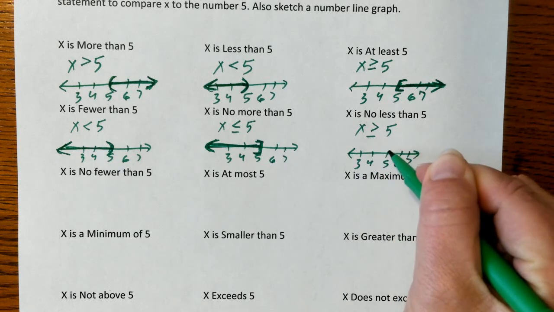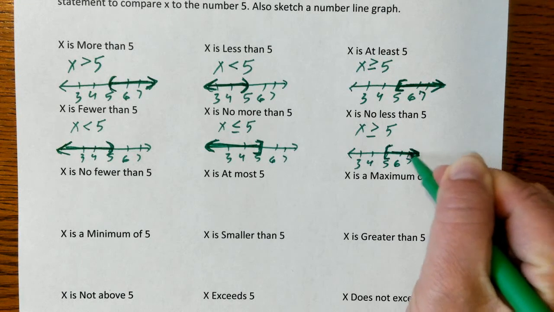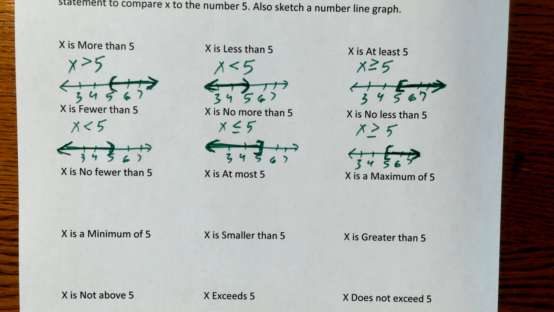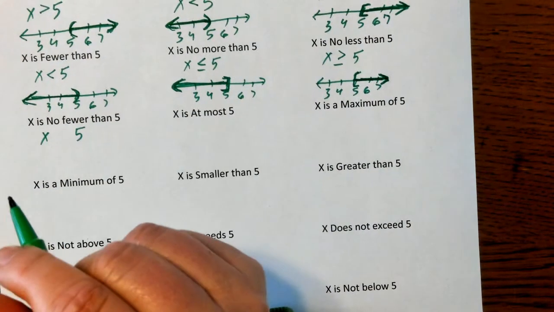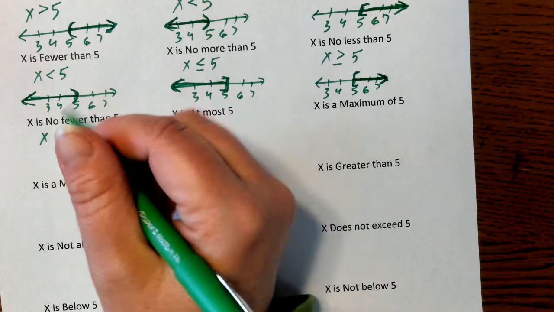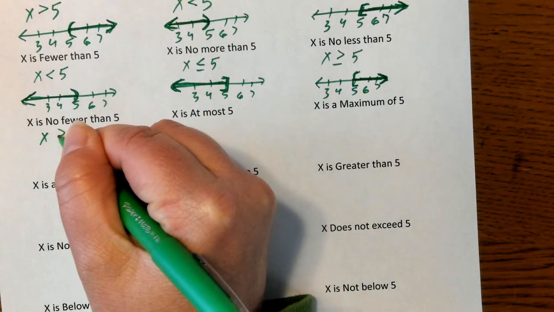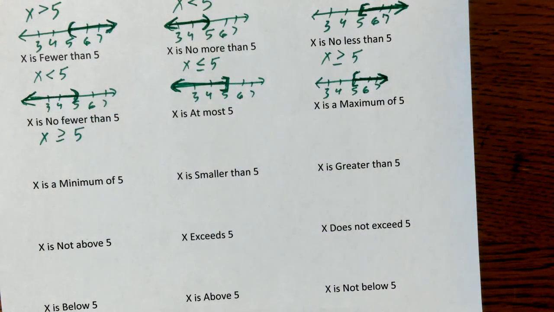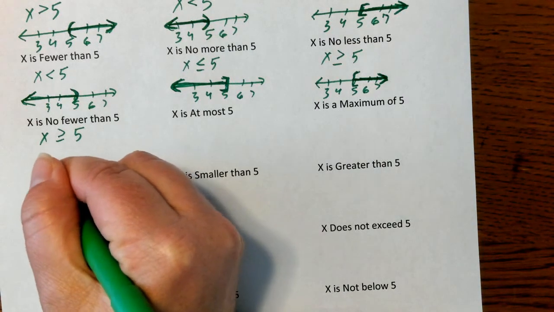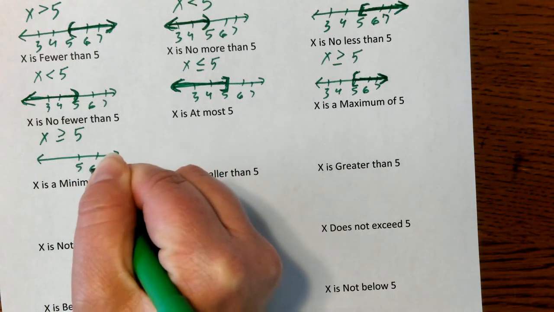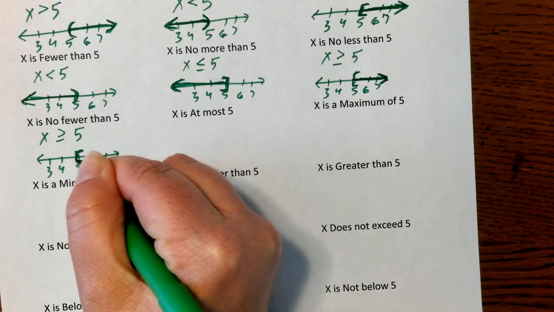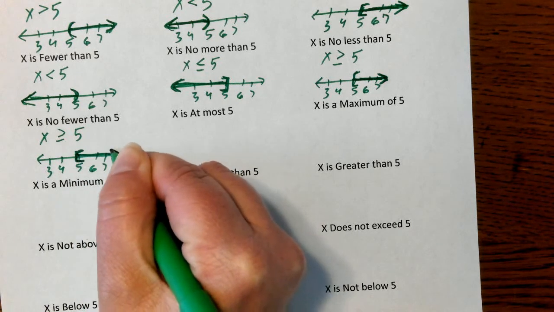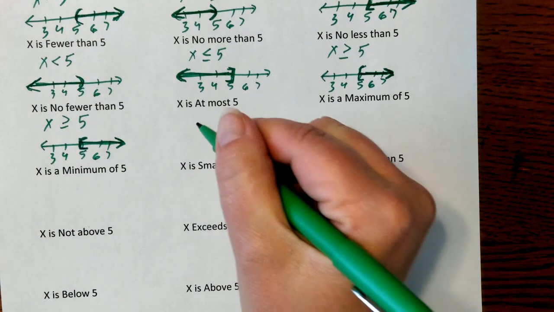Because it's got the equal sign, I'm going to put the squared off bracket on 5. And I'm going to shade to the right, because it could be more than 5, just can't be less. X is no fewer than 5. That means it could equal 5, or it could be more than 5. It just can't be fewer than 5. It can't be 4 or 3. It's got to be 6, 7, 8, etc., or it could be 5 exactly. Just can't be fewer. Because it's got the equal to, we do a squared off bracket, shade to the right.